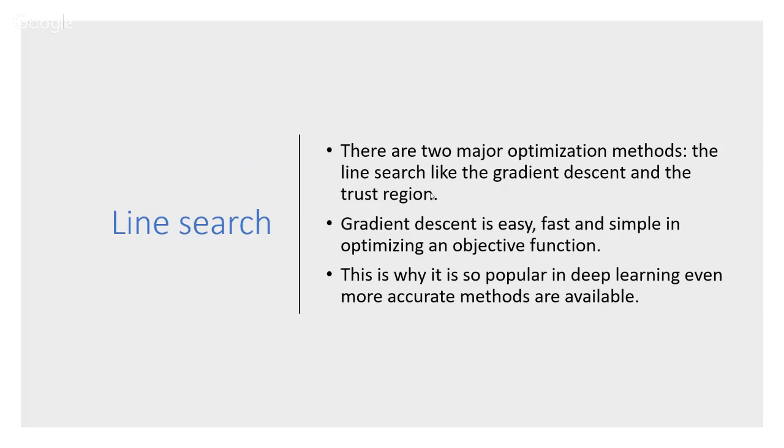Line search. There are two major optimization methods, the line search, like the gradient descent, and the trust region. Gradient descent is easy, fast, and simple to optimize an objective function. This is why it is so popular in deep learning. Even more accurate methods are available.